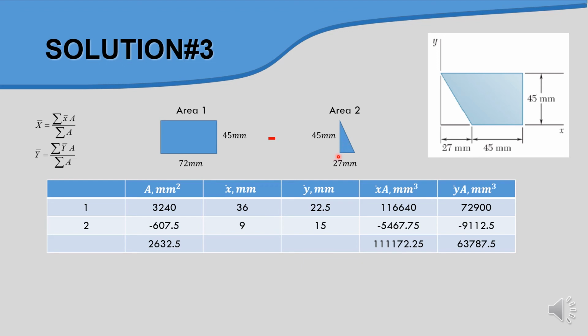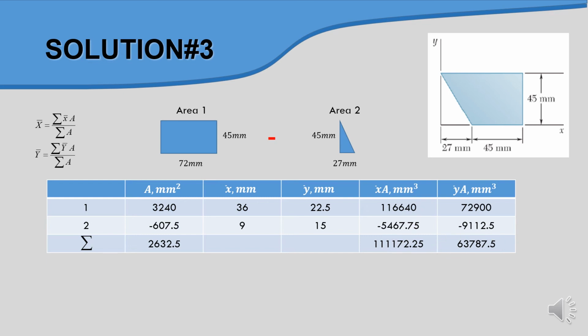So 27 divided by 3 and 45 divided by 3, which is 9 and 15, and multiply all together, and finally we obtain this value. And then we need to get the summation of all the area and all this value and also this value.